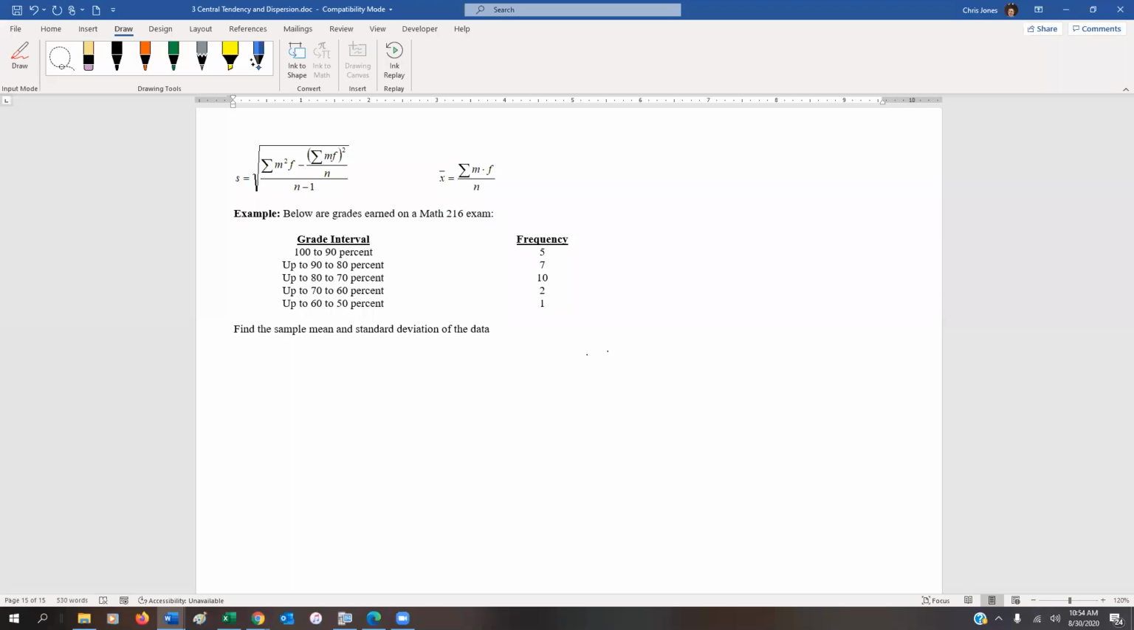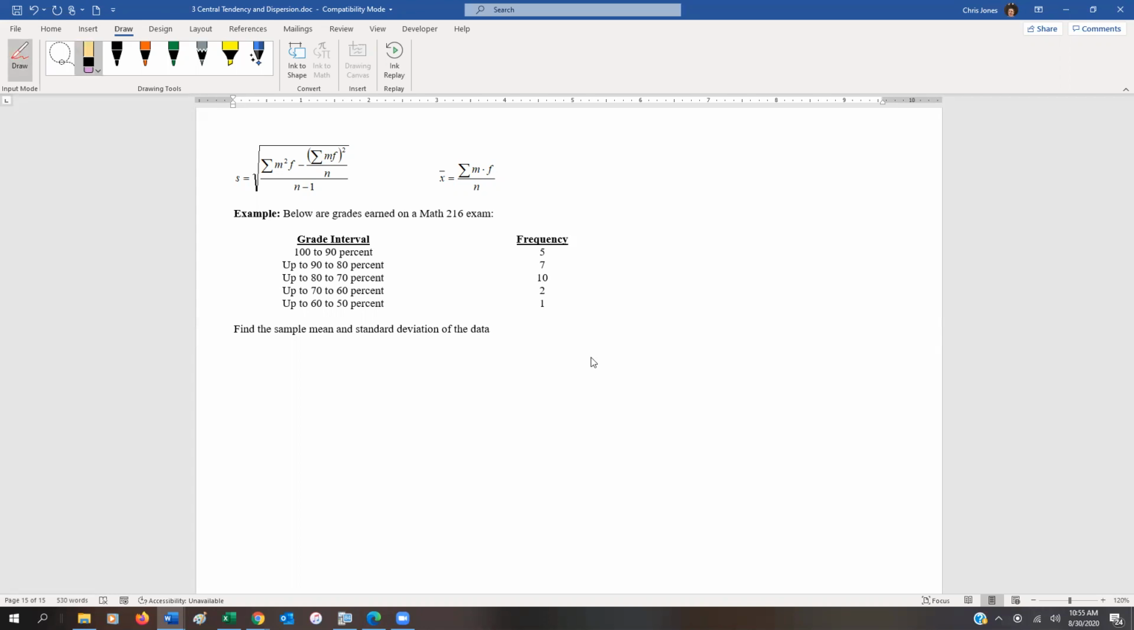Hopefully you had an opportunity to work through this problem. We basically have a list of grouped data that's been put into a frequency distribution, and our goal is to characterize that grouped data by finding the mean and the sample standard deviation. We have a list of grades earned on Math 216, and the teacher just put them into bins based on grade A, B, C, D, F. We want to find the mean and the standard deviation for that data.